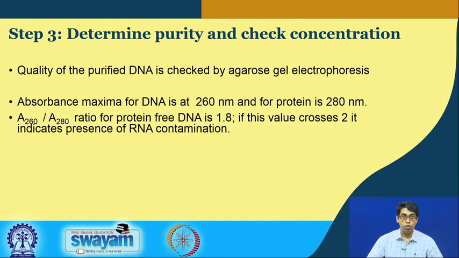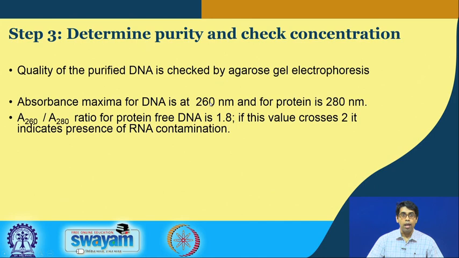So now the DNA is in solution, we just have to do a quality check and determine the amount that we have. The quality of the DNA is checked by running it on an agarose gel electrophoresis. Remember that you can run DNA in both agarose or polyacrylamide gel, but since these are very big DNA molecules, we are not going to use PAGE or polyacrylamide gel electrophoresis, we are going to use agarose gel electrophoresis. And if we see a single band or very few bands that we can explain, we know that our DNA is highly pure.